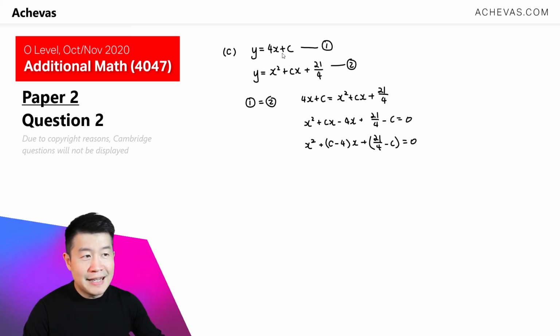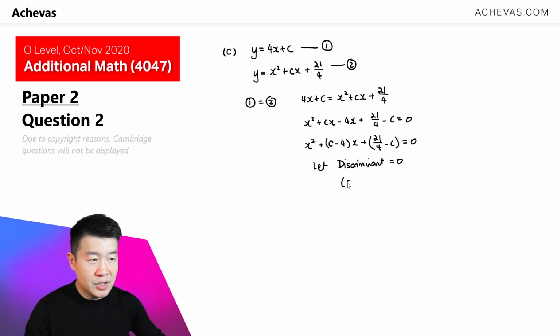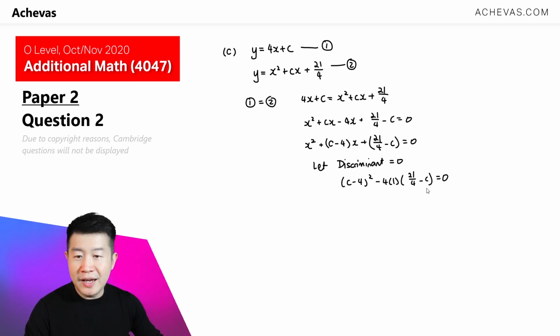And since the question says that this line and this curve, they are tangent to each other, which means that they're going to be touching at just one point. So for this quadratic equation that we have derived, it should have only one solution. So since it has only one solution, we are going to let the discriminant be equal to 0. So by letting the discriminant be equal to 0, we will get an equation that is c minus 4 squared minus 4 times 1 times 21 over 4 minus c is equal to 0. We get an equation in terms of just c. We're going to solve this equation and we will be able to get the values of c.